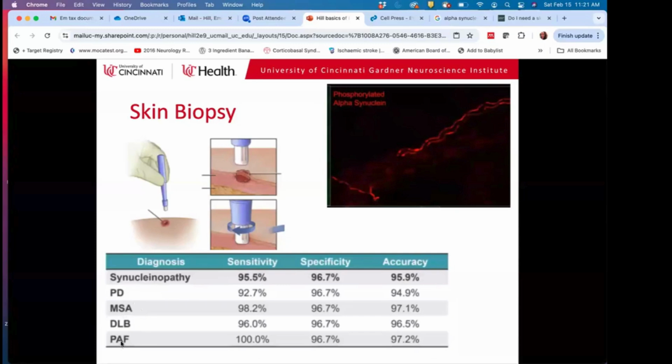So that's MSA, dementia with Lewy bodies. This one here is primary autonomic failure. That's pretty uncommon, but that's people who have severe blood pressure drops as their first symptom. Okay, so that's the skin biopsy.